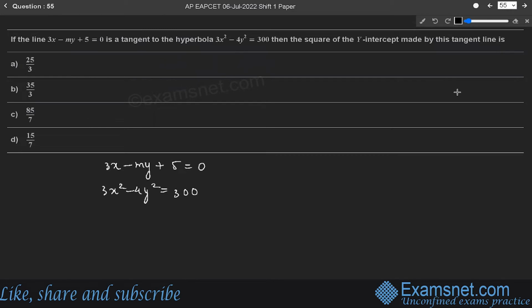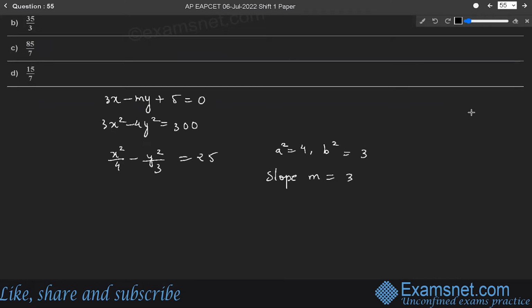This is for the hyperbola. So the standard form will be x square upon 4 minus y square upon 3 is equal to 25. Here a square is equal to 4 and b square is equal to 3. And we know that slope, which is m, it is equal to 3. We also know that from first equation 3x plus 5 will be equal to my and y will be equal to 3x plus 5 upon m.